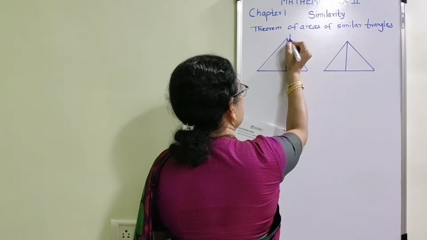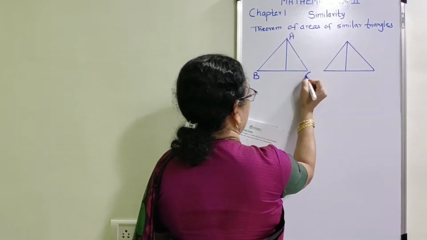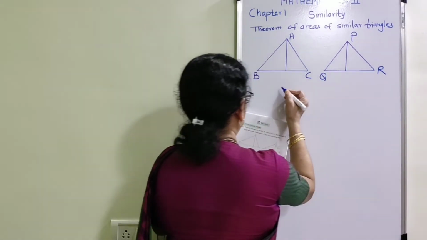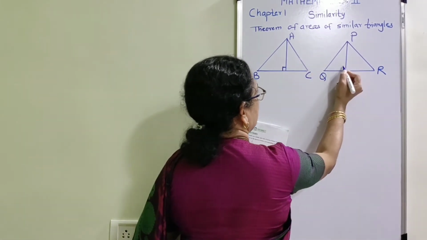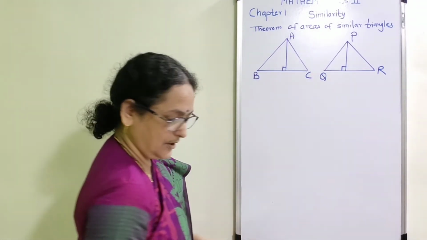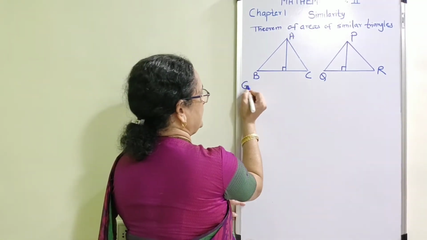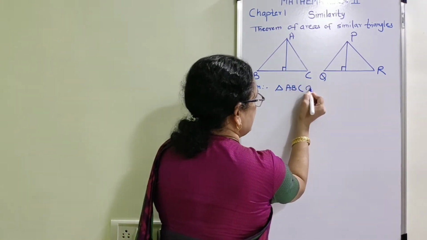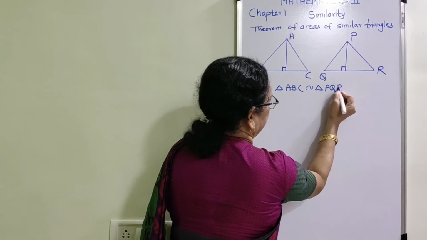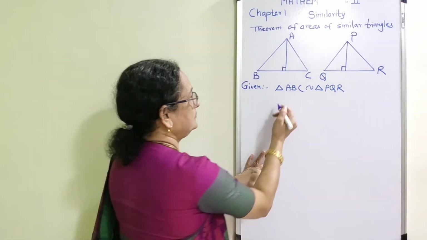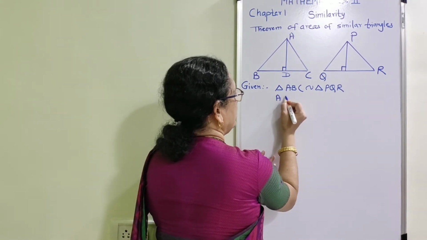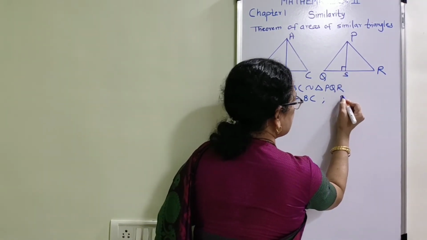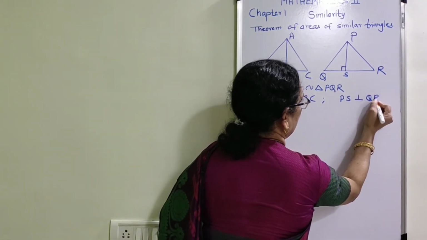Please observe the figure. This is triangle A, B and C. This one is triangle P, Q and R. Here this is the perpendicular on base QR. Now I am going to write the given thing. Triangle ABC is given as similar to triangle PQR. Also they have given that AD is perpendicular on BC as well as PS is perpendicular on QR.